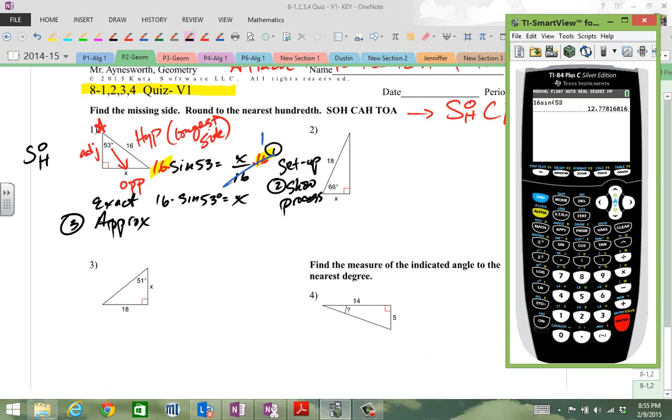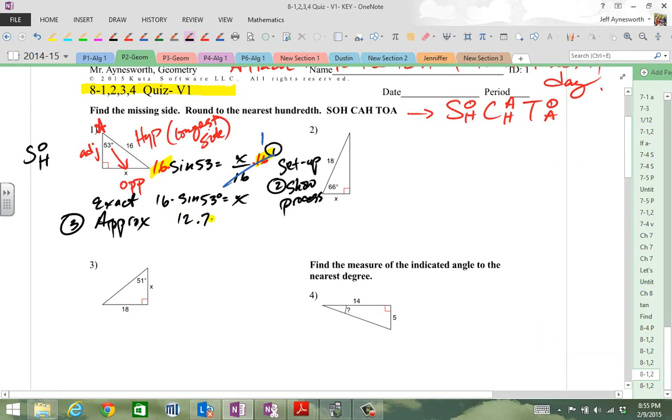Okay, so what you want to do is round it to the nearest tenth, all right, or nearest hundredth, excuse me. So you look at the third digit, it's an 8, and you round the second digit up to an 8 because you got to round up. Nearest hundredth means you take the third digit and look at it. It's bigger than 5, so you round the 7 up. So it's 12.78. So 12.78 is approximately equal to x.